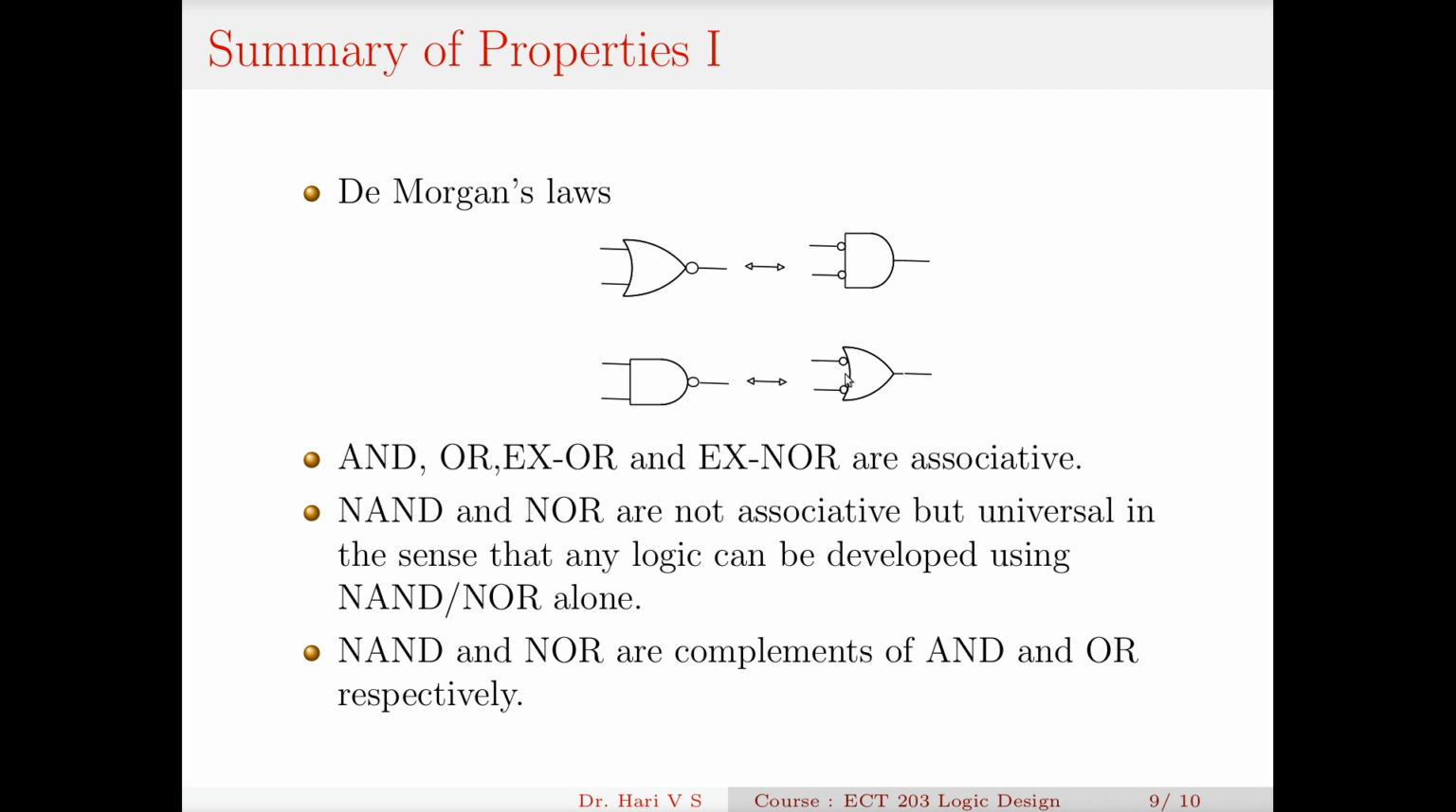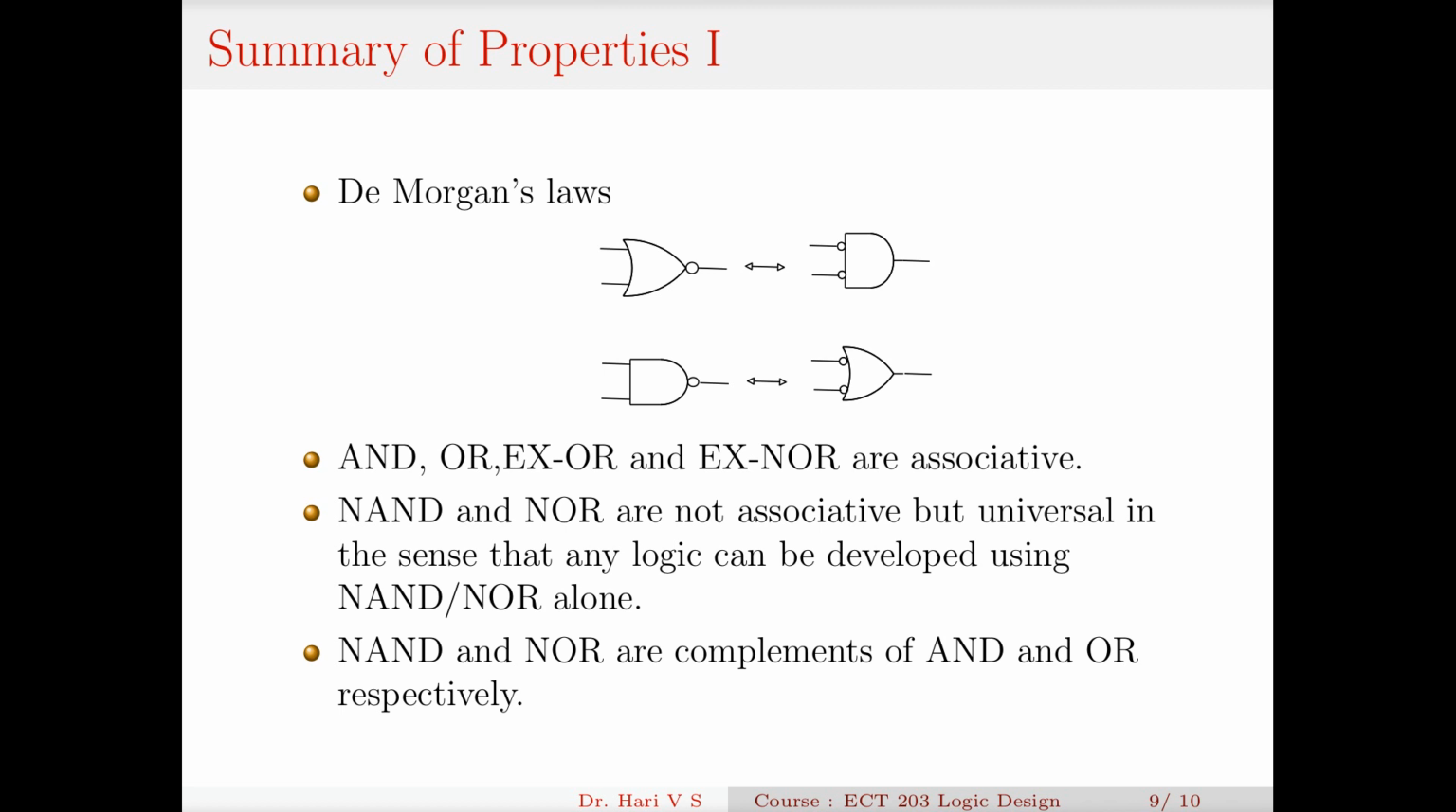This is A and B going in. There is a bubble here. This bubble shows an inversion. So this is A bar or B bar. Now you understood that AND, OR, XOR and XNOR are associative gates. I demonstrated the associative property with the Qs.